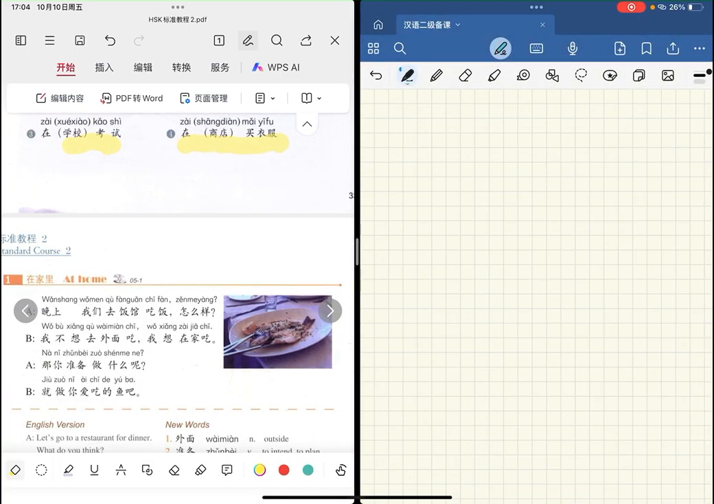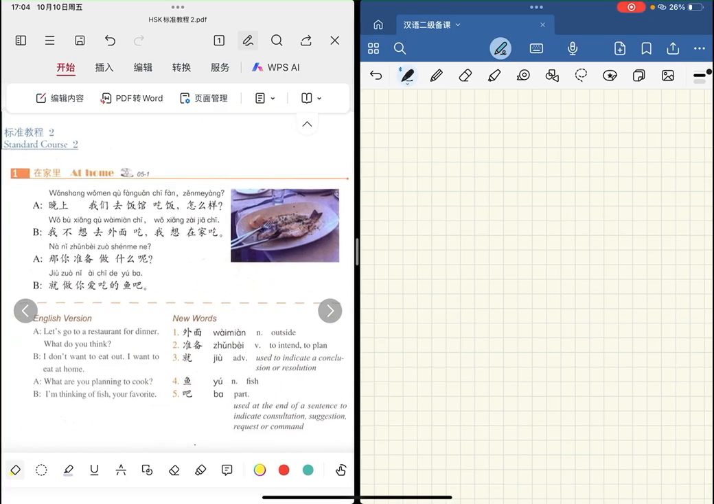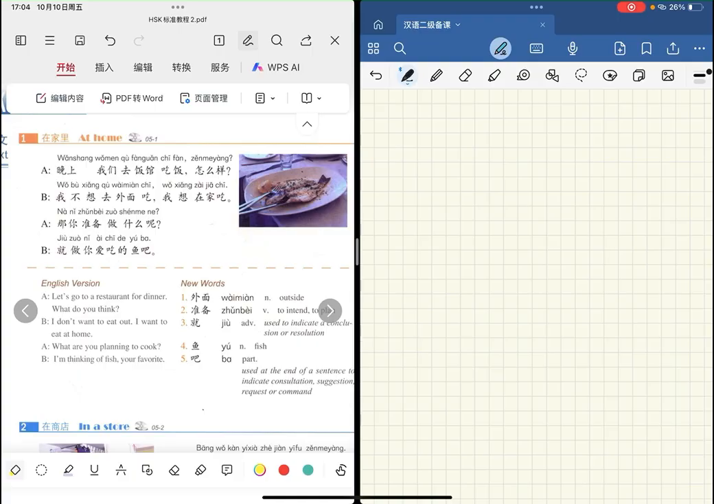Okay, continue. Let's see the text. Text one. Let's listen to the recording. 听录音.